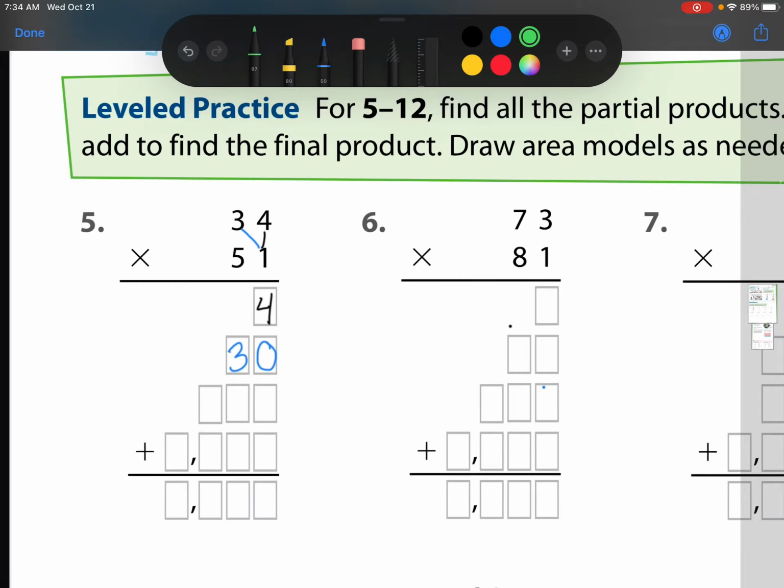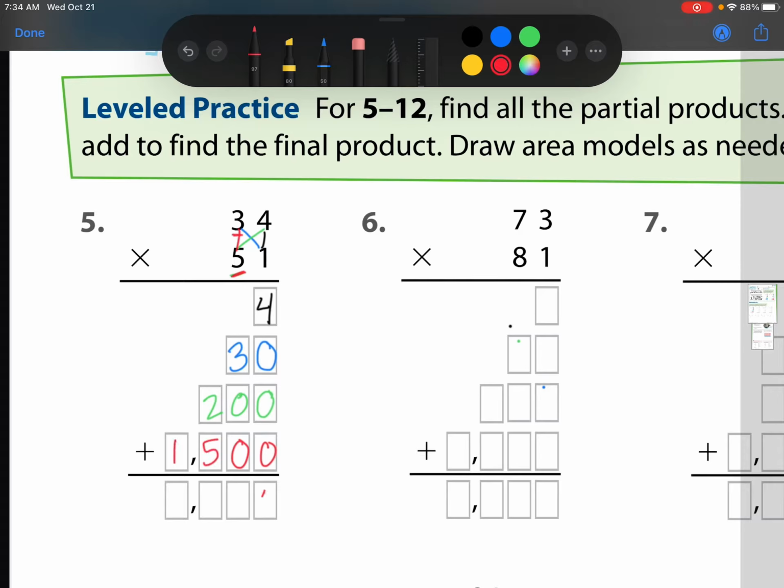Now I'm going to go to my next one. Notice again how this 5 is in the tens place value. So I add a 0 so I can start on the tens. And then I do 5 times 4, which is 20. Now our last one, notice this 5 is in the tens place value. And the 3 is also in the tens place value. So since I have 2 numbers in that tens place value, I add 2 zeros. And now I can do 5 times 3 is 15.